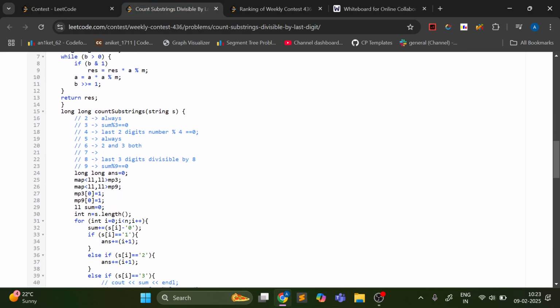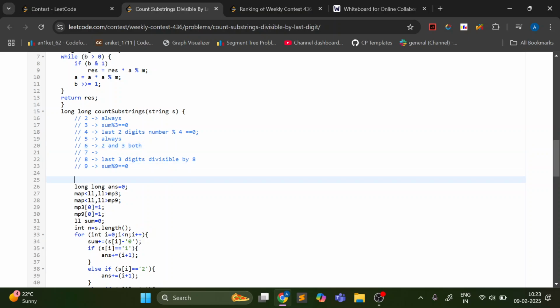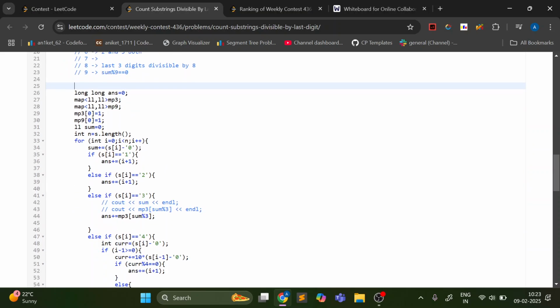So first, these are the comments which I wrote for each divisibility test. Then I declared two maps, one is MP3 and the other MP9. Now the empty substring's mod value would be 1, and it also needs to be considered, so I'm initializing them with 1. Now this sum stores the sum of digits till i.